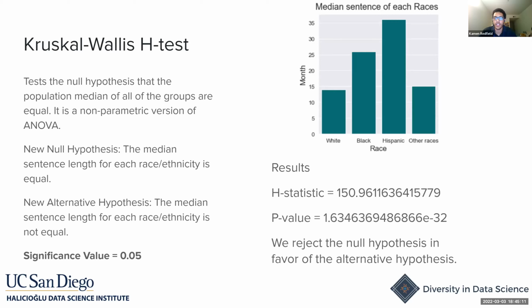The H statistic is not really meaningful to us because it's hard to say exactly what that means as a number, but the p-value was 1.6 times 10 to the negative 32, which is very much smaller than the significance value we set. So we reject the null hypothesis in favor of the alternative hypothesis, which is that the median sentence length for each population is not equal.